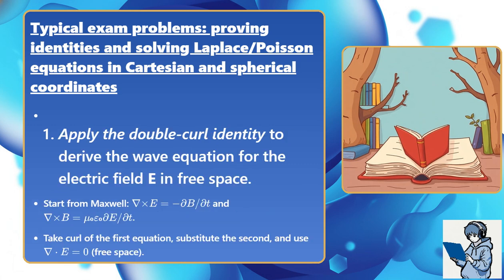Apply the double curl identity to derive the wave equation for the electric field E in free space. Start from Maxwell: del cross E equals negative partial B over partial t, and del cross B equals mu naught epsilon naught partial E over partial t. Take the curl of the first equation, substitute the second, and use del dot E equals 0 in free space. The double curl identity converts del cross del cross E into negative del squared E, yielding del squared E minus mu naught epsilon naught second partial of E with respect to t squared equals 0.